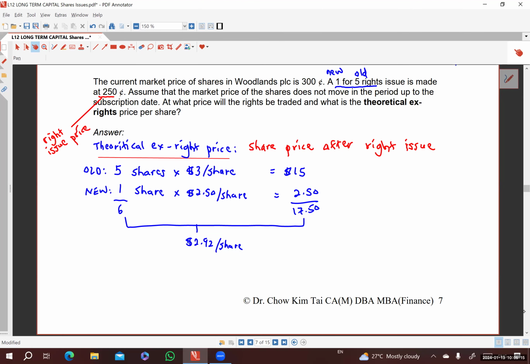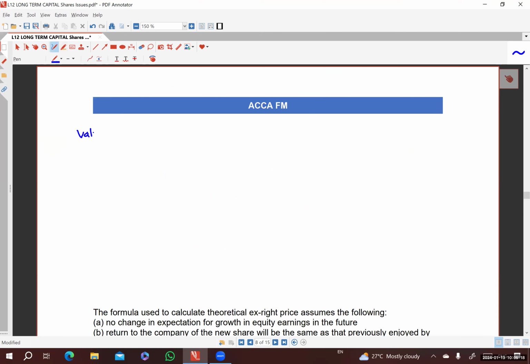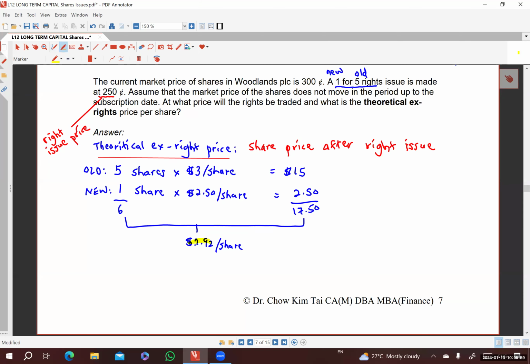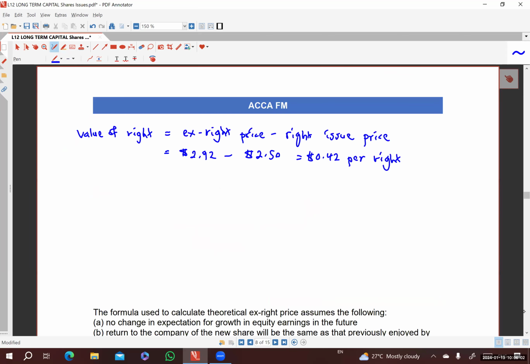Another value that we need to work out is the value of the right. The value of the right is the ex-rights price minus the rights issue price. The ex-rights price is $2.92. The rights issue price is $2.50. So this is 42 cents for each right. This is the value we want.